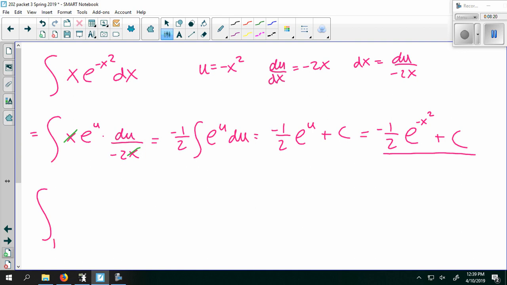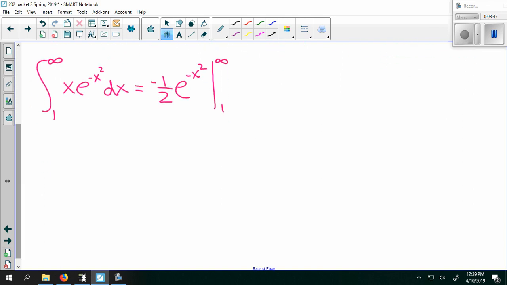So I want the integral from 1 to infinity of x e to the negative x squared dx. Now I know the antiderivative of x e to the negative x squared is negative 1/2 e to the negative x squared, and I'm going to evaluate that from 1 to infinity. The way you evaluate this is instead of going from 1 to infinity, you go from 1 to b and take the limit as b goes to infinity. So I'm going to take the limit as b goes to infinity of negative 1/2 e to the negative x squared evaluated from 1 to b.